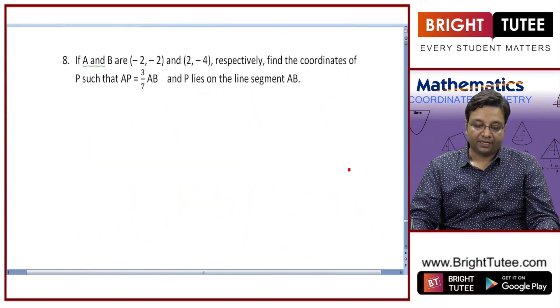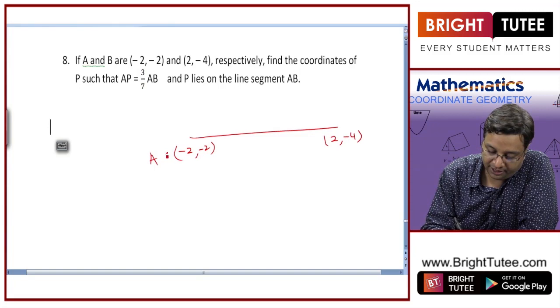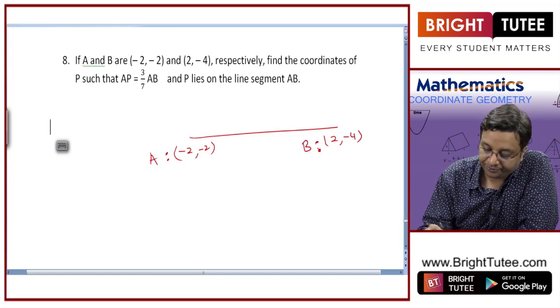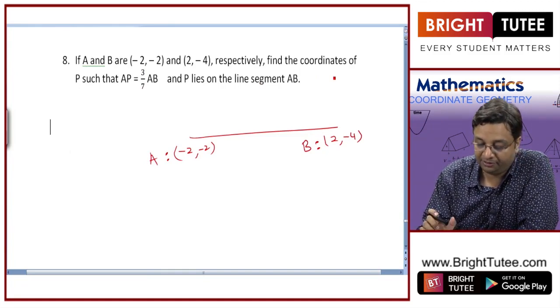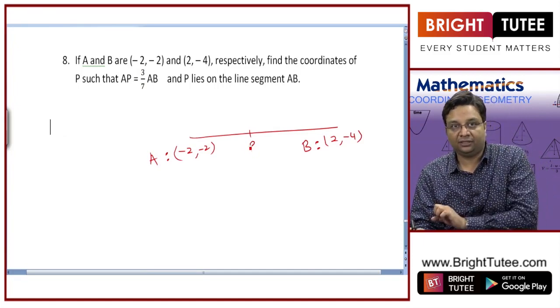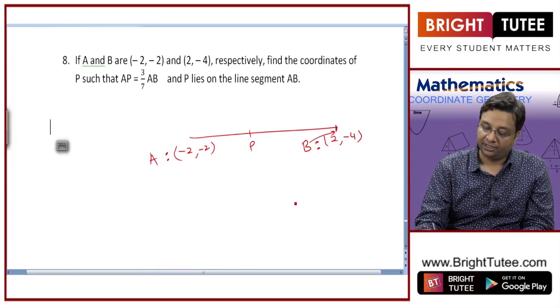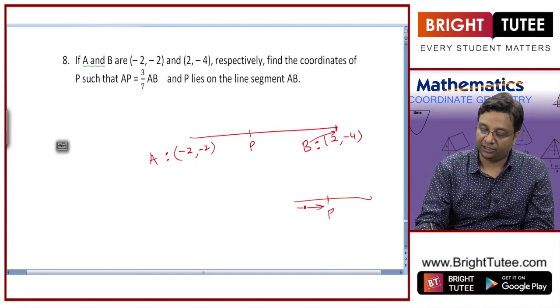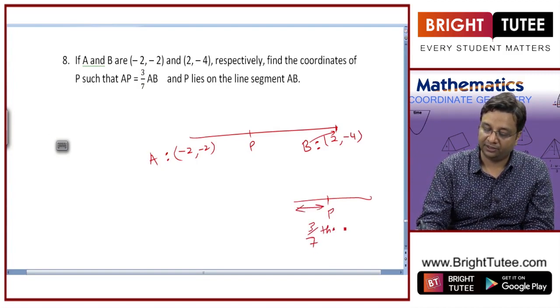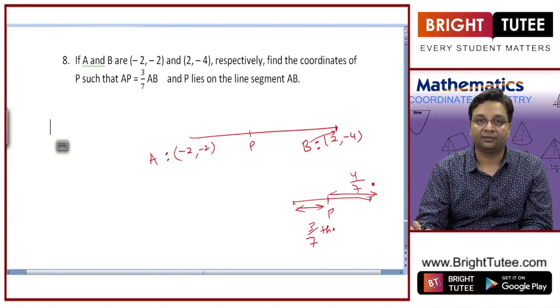Okay. Points A and B are (minus 2, minus 2) and (2, minus 4). This is, let's say, A, this is B. Find the coordinates of P such that AP is to AB is 3 by 7. This is P. Now AP is 3/7 of AB, right? This is point B. This portion is 3/7 of the entire segment. So what will be this segment? This will be 4/7, right?